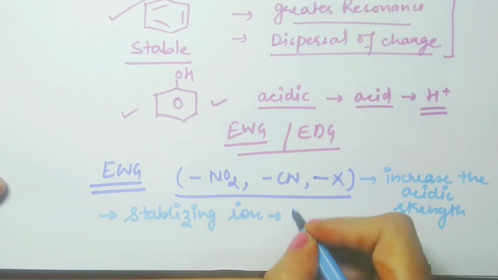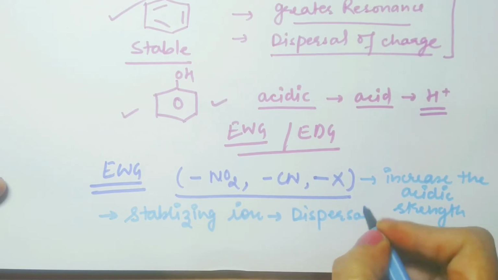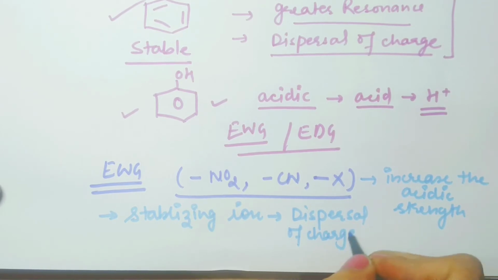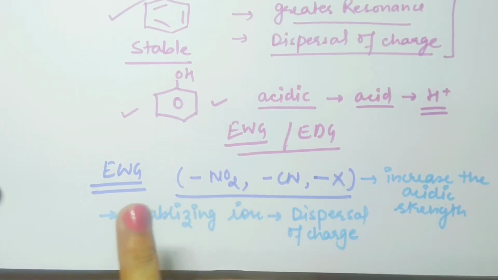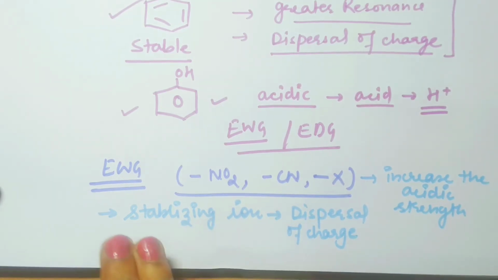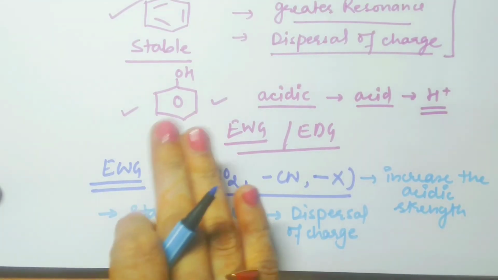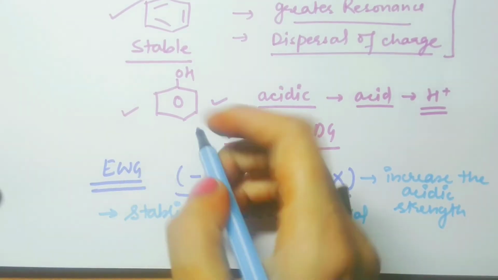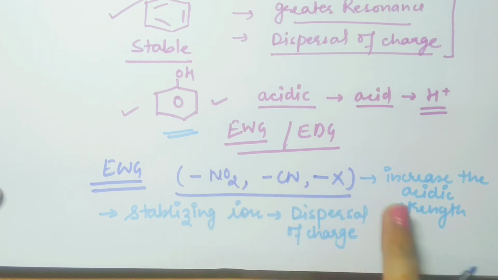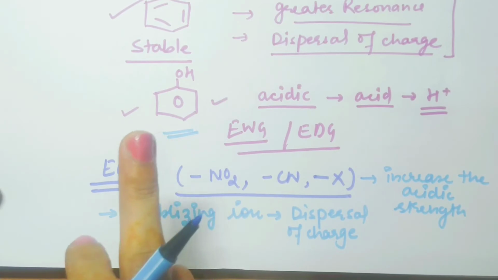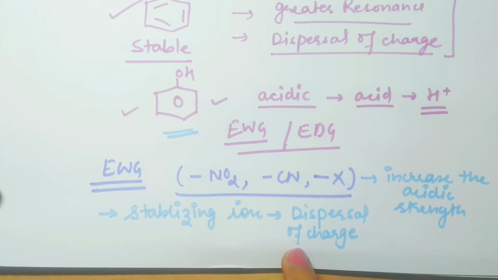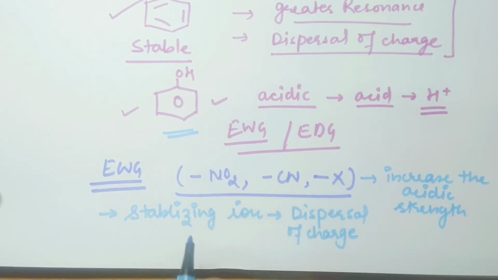Because dispersal of charge is perfect. Dispersal of charge is intensified by attaching electron withdrawing group to the phenol. Okay, when an electron withdrawing group, any nitro, cyano, halide group, is attached with this phenol, that increases its acidic strength. This happens because this helps in stabilizing the ion, that is the phenoxide ion, due to the dispersal of charge. But this is all about the electron withdrawing group.